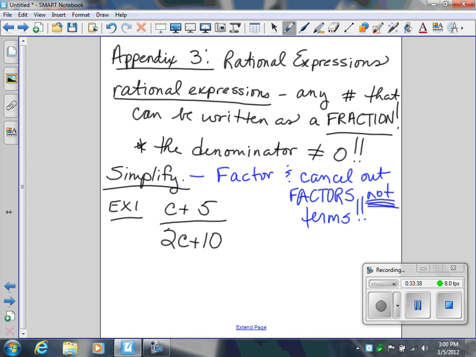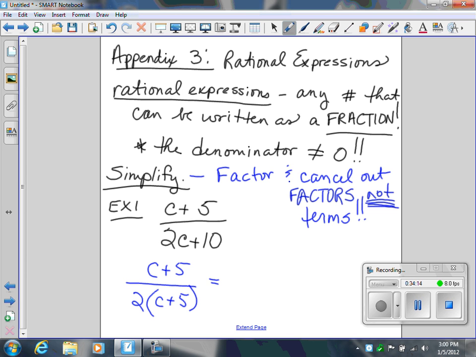Cancel out factors and not terms. So, I heard you say earlier, just a minute ago, you said GCF. What GCF? In the bottom. Is the numerator simplified? Yeah, I mean, it wouldn't do me any good to take out a 1 for the GCF, would it? No. So let's take C plus 5 is equal to 2 times the quantity what? C plus 5.